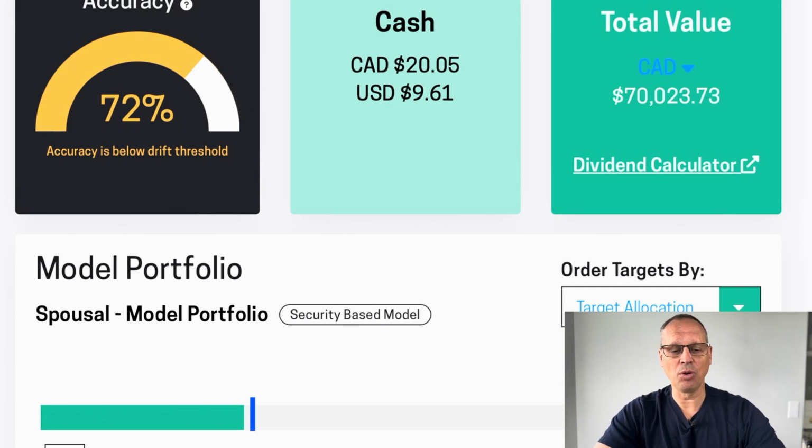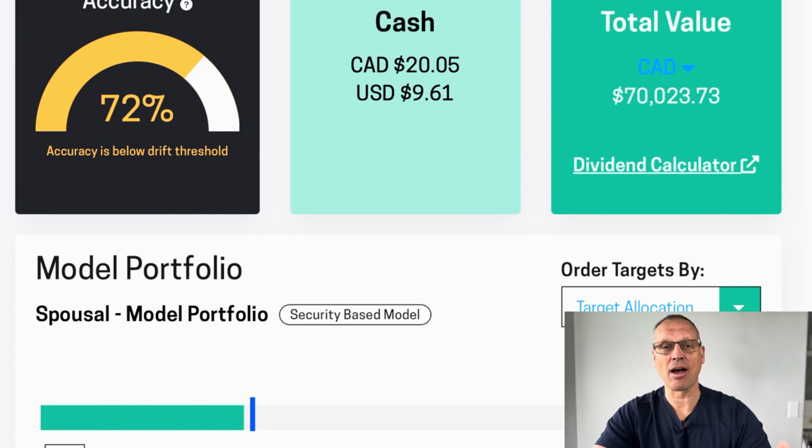Now, I'm holding this particular account with Questrade right now. And the reason for that is because Wealthsimple does not allow for DIY, or in other words, you doing your own investing. They only allow spousals to be robo accounts. And right now, I don't want to pay the extra fees to have them manage an account that I think that I can manage. So therefore, I'm keeping it at Questrade for now.